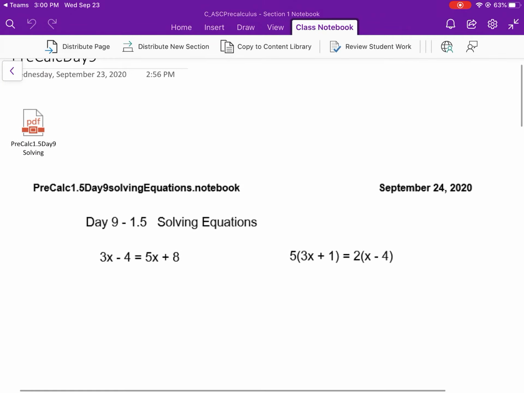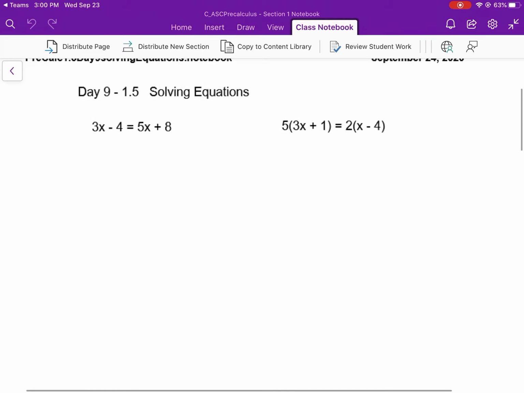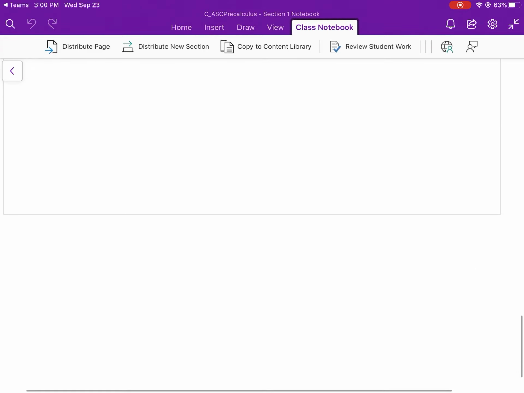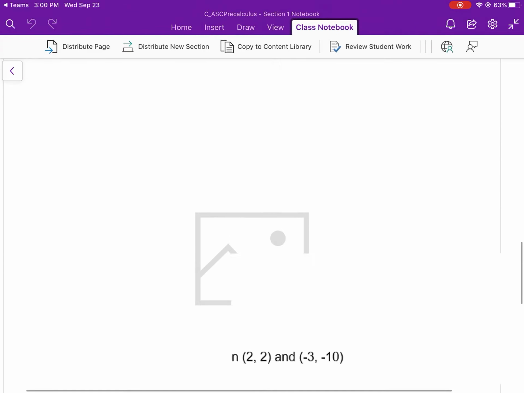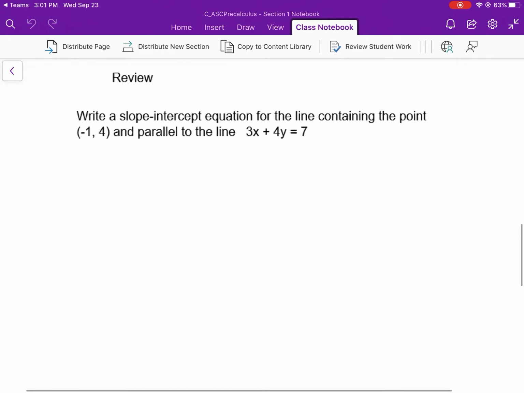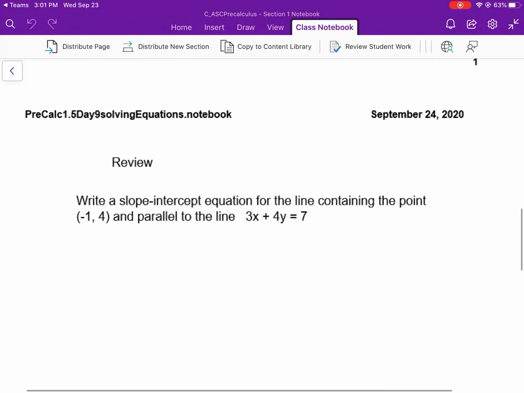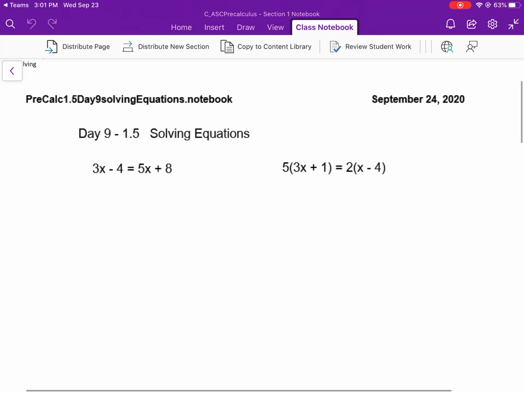Okay, pre-calc friends, this is day 9, 1.5, which is solving equations, which is super easy. I know you already know how to do this, but at the end it also has a little bit of review, because we have a test next week, so I want to make sure that you remember how to do this, okay? So let's just do these first, because these are super simple, right?